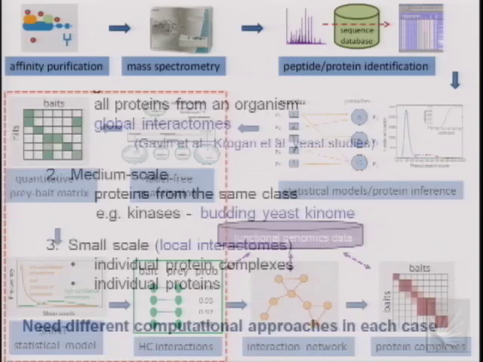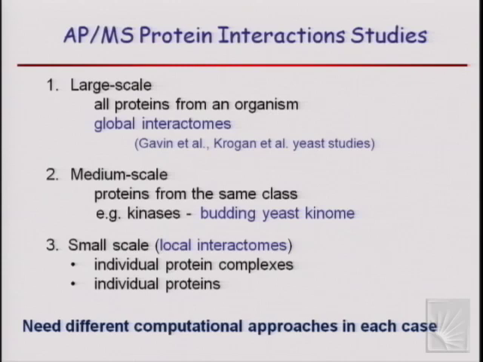But before I do that, I really want to mention that, in my experience, we need a different computational approach depending on what type of data we have. There is no uniform computational approach that works in all cases. So I already mentioned the large-scale studies by Krogan and Gavin and others on global interactomes, and mostly these are AP-MS studies.